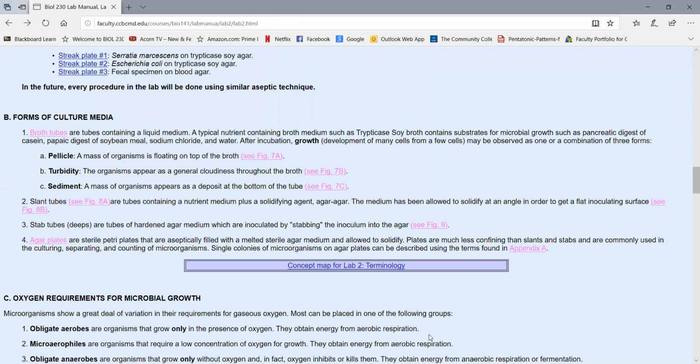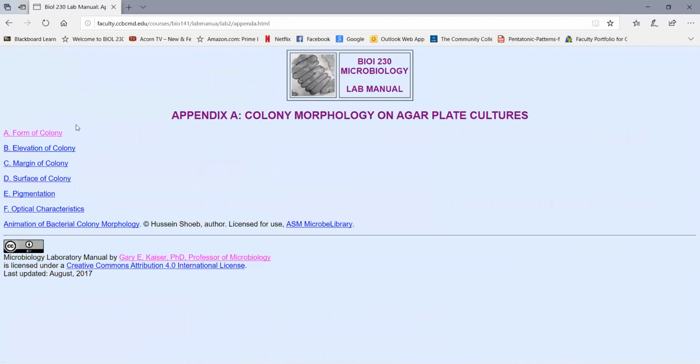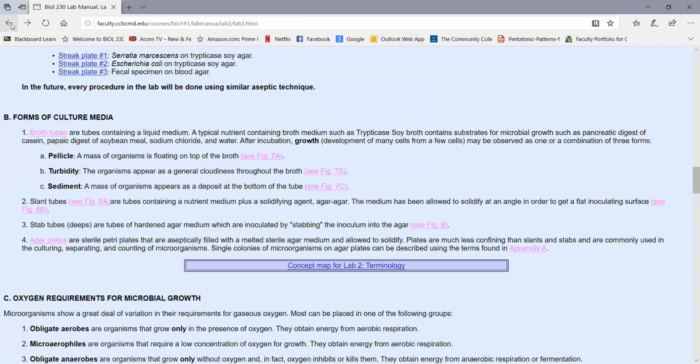Now, there are terms that are used to describe single colonies of microorganisms on an agar plate, and Appendix A shows you a number of descriptive characteristics along with diagrams, but you don't have to know those terms for your lab. What we do want to realize from this, though, is that different bacteria often produce different looking colonies. We're not going to worry about the terms we use to describe them so much, but rather the concept that different bacteria often produce different looking colonies. And that's important in several ways.